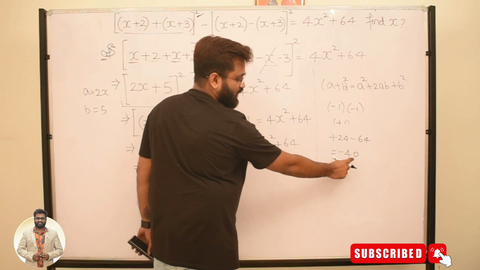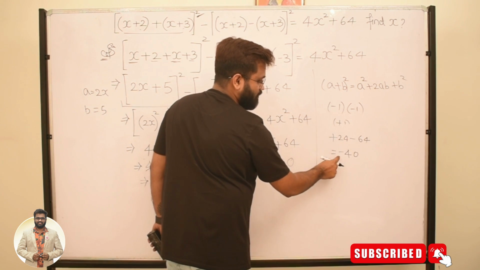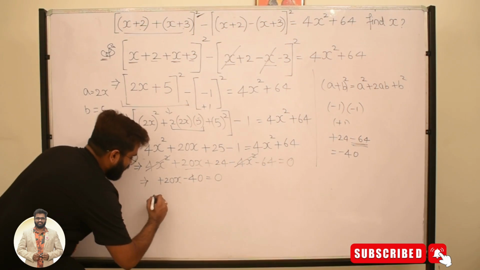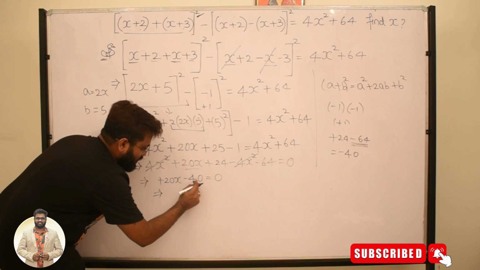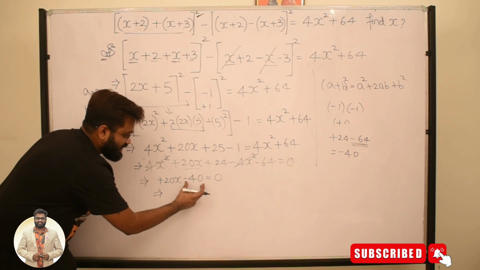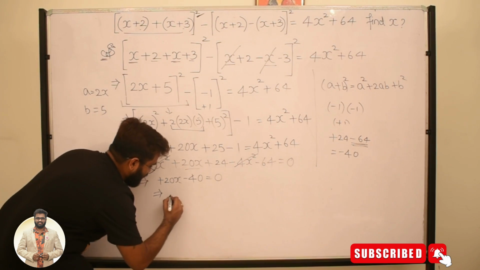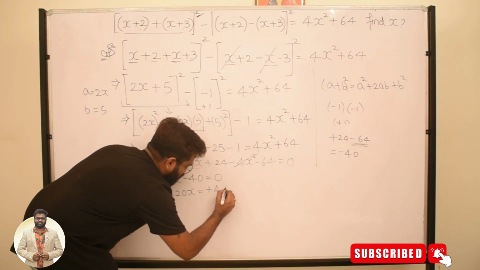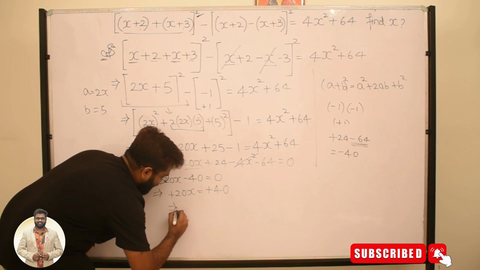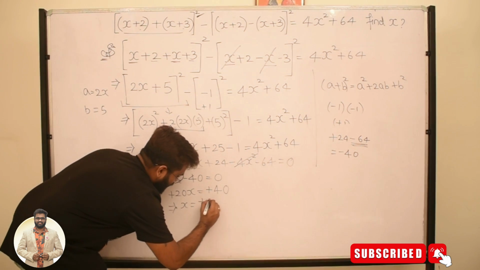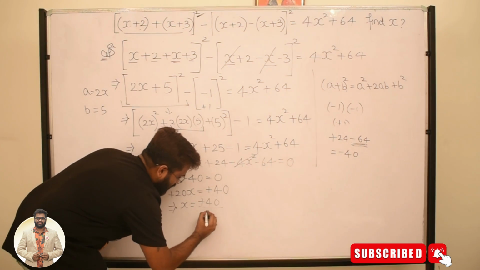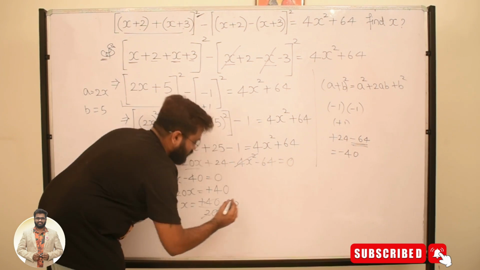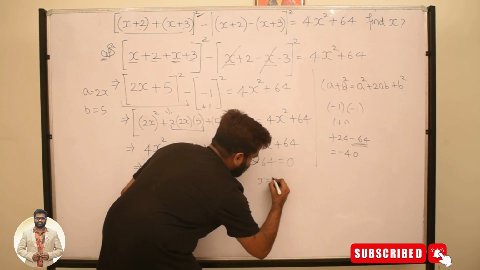How did I get minus 40? With plus and minus, I have to subtract and write the sign of the greater number. So I have written it like this. Now I am finding x. If I want to find x, send this minus 40 towards your right hand side. What happens? It becomes plus 40. Therefore, 20x is equal to 40. Send your 20 down, it goes to the denominator. The answer is x equals 2.